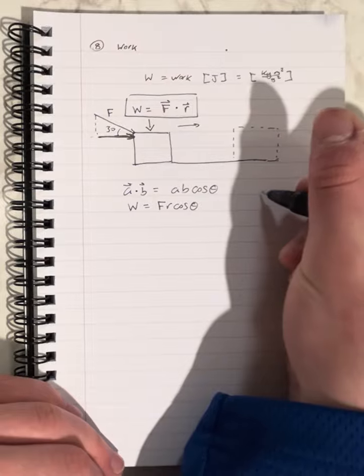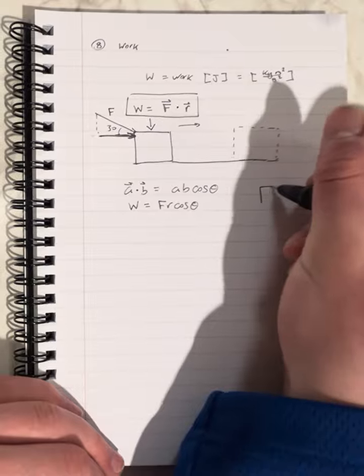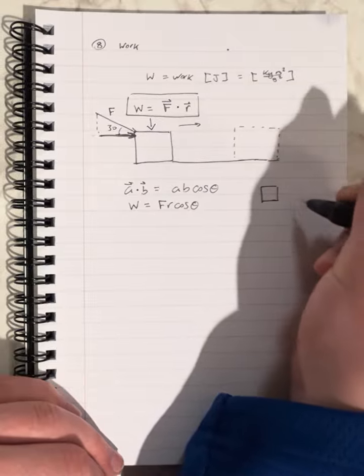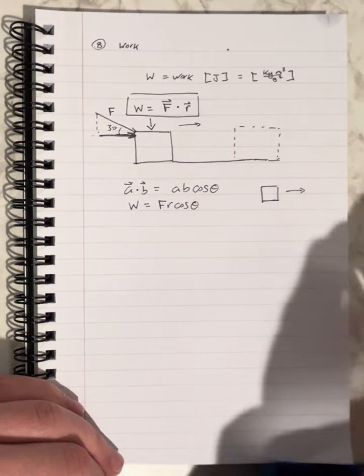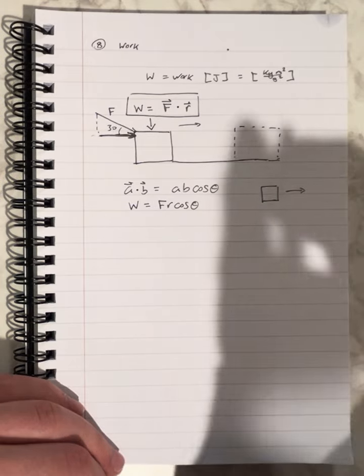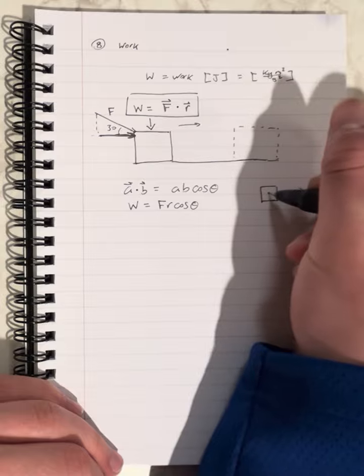And it also means that if I have an object that's moving to the left, or to the right, for example, that is a right-facing arrow that I've just drawn, how much work is the gravity doing?